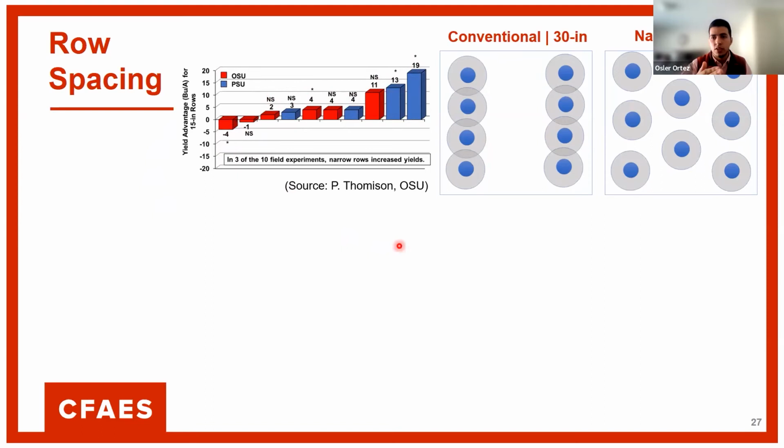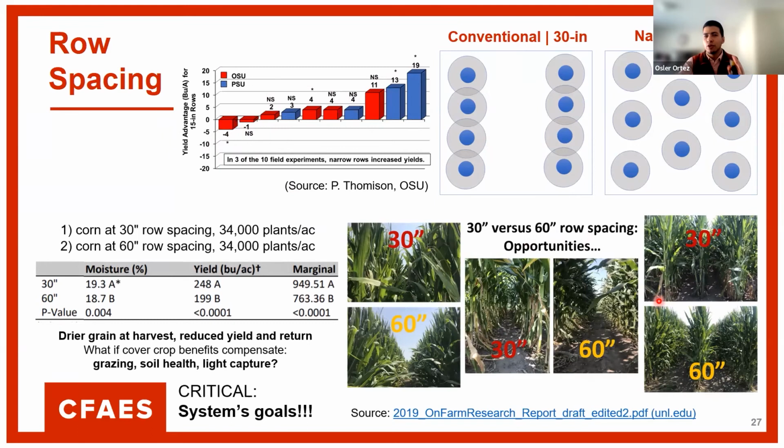Some work that was done in Nebraska, they were not looking at 30 versus 15. They were actually looking at 30 versus 60 inches rows. And the interest of the 60 inches spacing was to add some interseeded cover crop. And with that, maybe look at some grazing benefits, soil health benefits, perhaps more or less light capture. And the results are highlighted here, 30 inches gave the highest yielding results, statistically significant, and 60 inches had a decrease in yield, certainly, but again, it can enhance other opportunities. So just things to consider here.